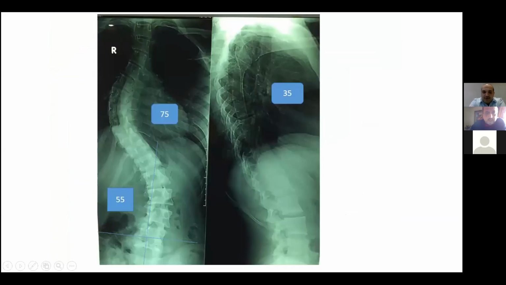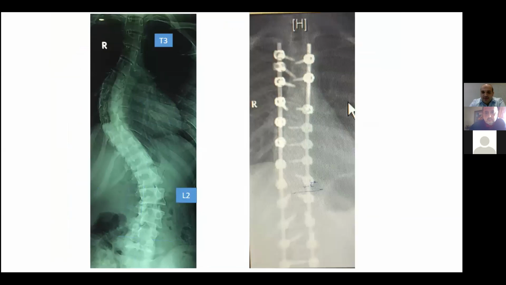This is an example of AIS, a 14-year-old. This is my first case when I got back from my training. I just added it because this is my first case in Jordan, and this is after fusion T3 to L2.